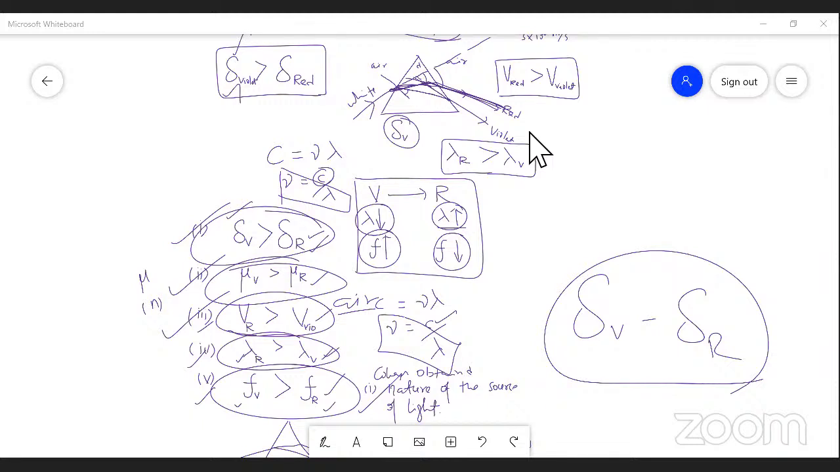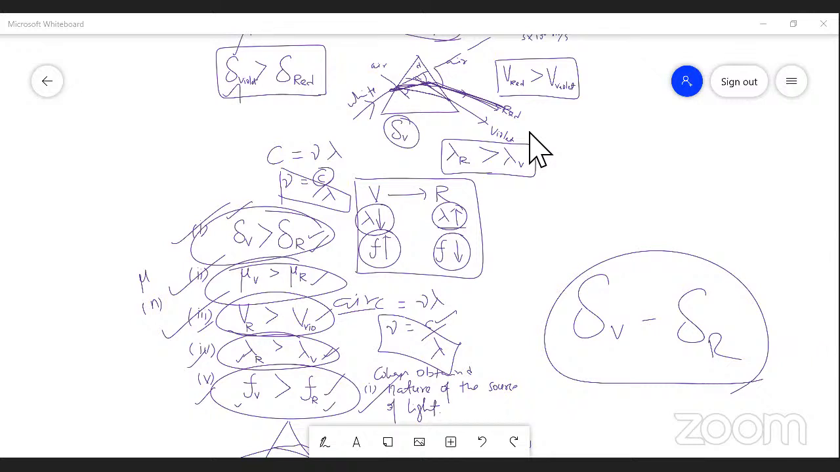Okay. Which color has a maximum deviation? Violet. Minimum deviation? Red color. Very good. Which color has a maximum velocity? Red color. Very good. What is the velocity of yellow color in vacuum? 3 into 10 power 8 meters per second. It is the same for all colors in vacuum. Very good. All colors will travel with the same velocity in air and vacuum.